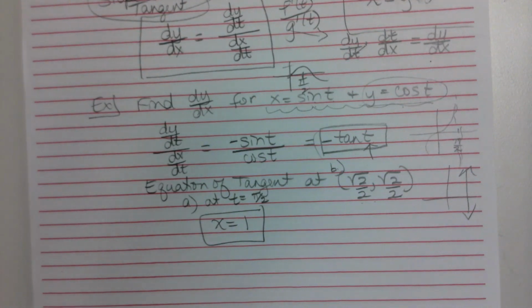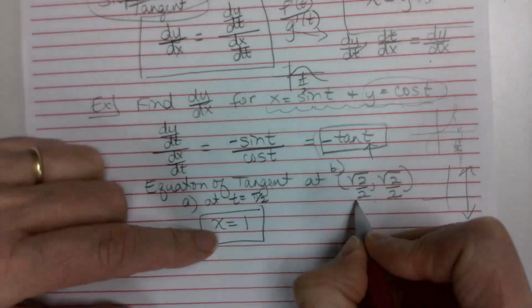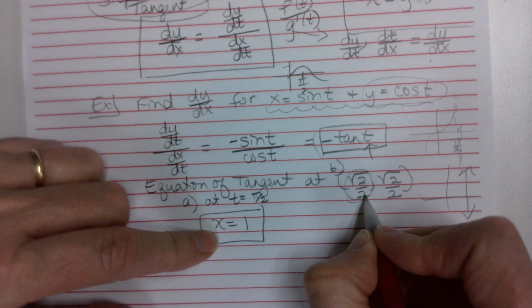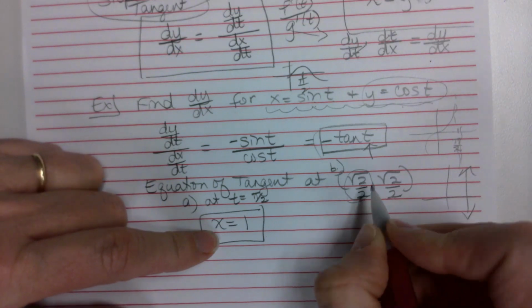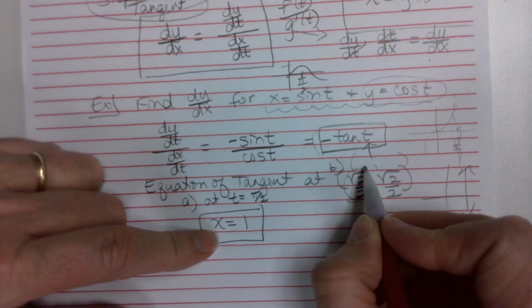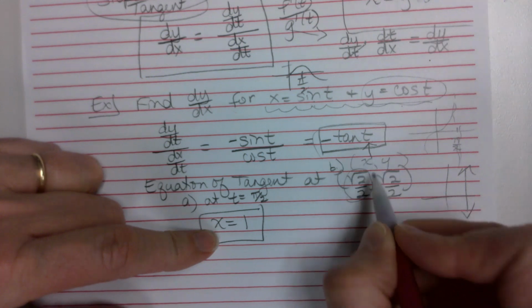How in the world could I find the t, Jack? Plug in a number. Plug in this for what? In an ordered pair, what always comes first? Plug in this for x.